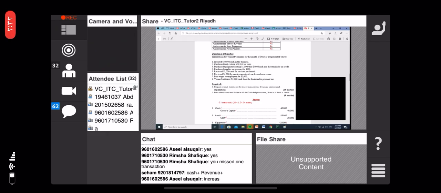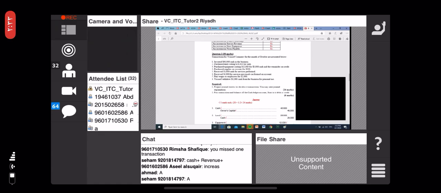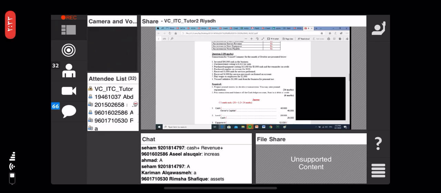Okay, supplies. Sorry, we will go to transaction number 4: supplies on account. We purchased supplies on account. So supplies, we know, are assets, not liabilities or equity. When you purchase supplies, will it increase or decrease?